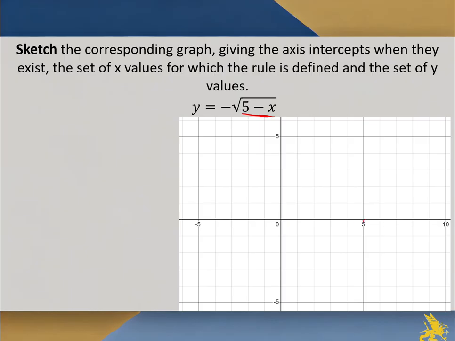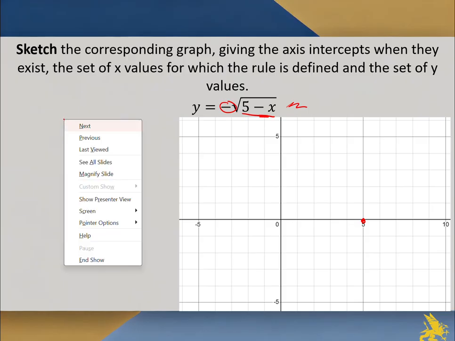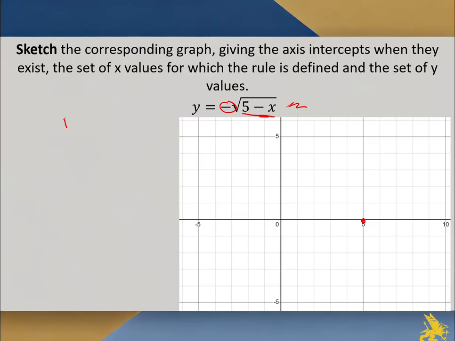So straight away, I'm just going to put a dot on 5. I've got nothing on the outside here, which means I'm not going to have any vertical shift. Now I need to look at the reflection. Straight away on the outside, we've got a negative, so that means there's going to be a reflection in the x-axis. Then I can see I've got a negative inside with the x, which means I'm going to have a reflection in my y-axis, and it's going to look like this.